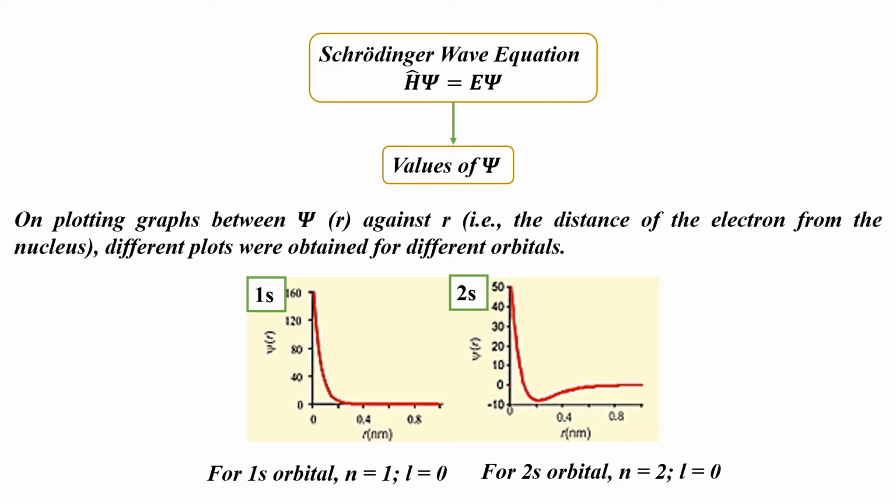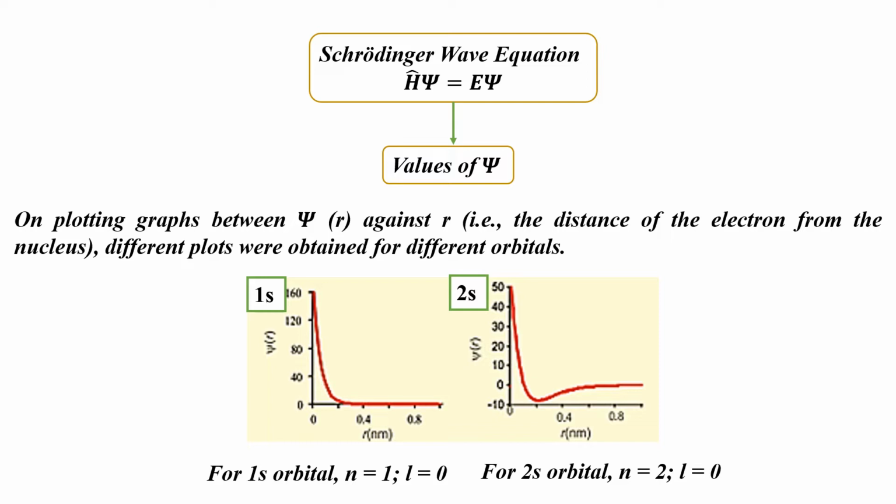When scientists plotted graphs between ψ as a function of r, which is nothing but the distance of the electron from the nucleus, they got different graphs for different orbitals. The figures displayed show such graphs for 1s and 2s orbitals respectively. Now let's take a look at the first graph.